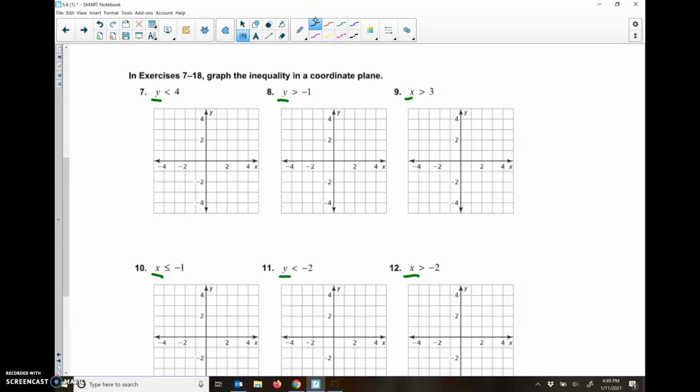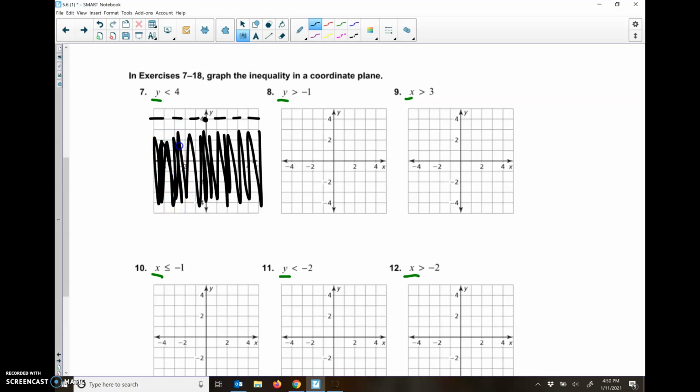So if I do y is less than 4, that means I'm looking at 4 on my y line here, which is going to be all these numbers. Again, it's a dotted line because it's just y is less than, not less than or equal to. And everything less than 4, well, anything less than 4 is like 3, 2, 1, 0, all these negative numbers down here. So anything below that is going to get colored in there.